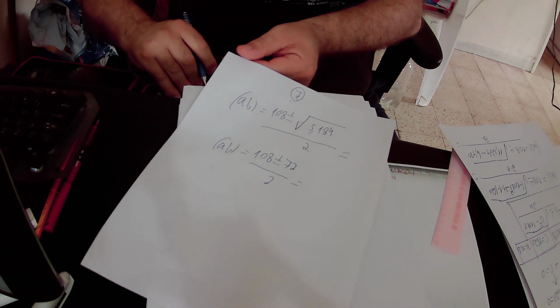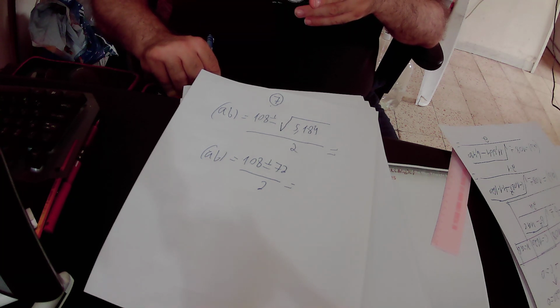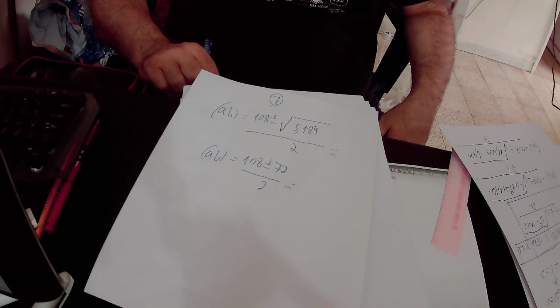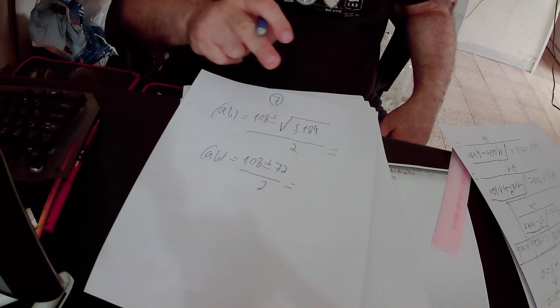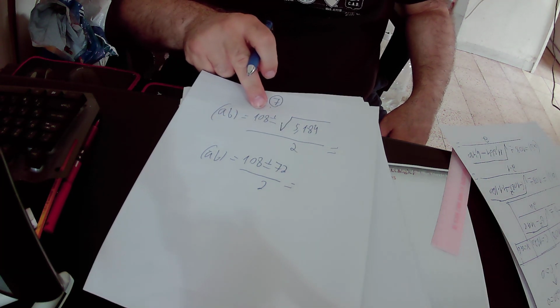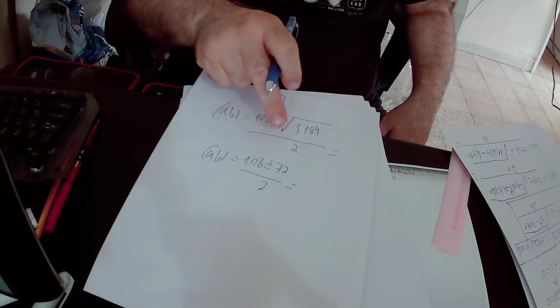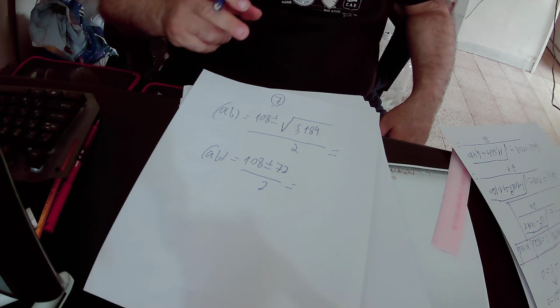So we will have here two solutions of the quadratic equation, two roots or two solutions for the variable AB. As you can see here, the root of 5,184 is 72, so we have 108 plus 72 divided by 2, or 108 minus 72 divided by 2. So we have two solutions for AB, or two roots for the quadratic equation.